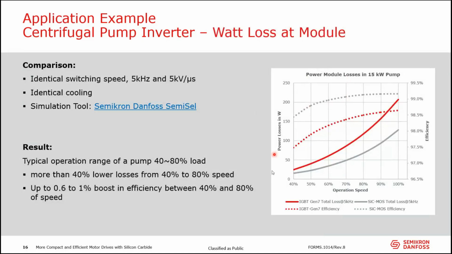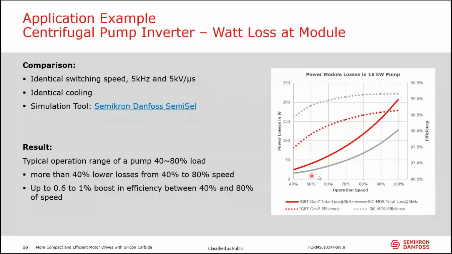Best as we look at this chart on the right here, so the gray colored curves are for the silicon carbide, red colored curves for silicon IGBT. And the dotted lines is efficiency, the right scale. The solid line is left scale, power losses. And it's quite obvious what you see here, that in the complete operation speeds or load range, in this application with the silicon carbide, we would have much lower losses.